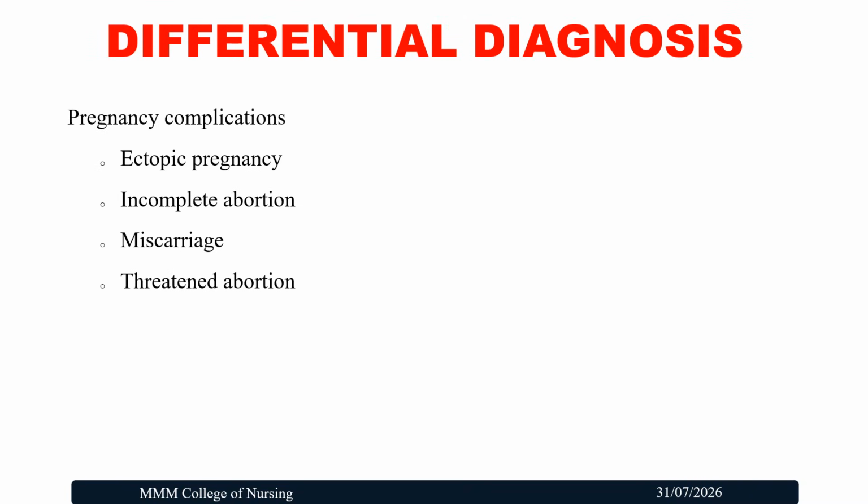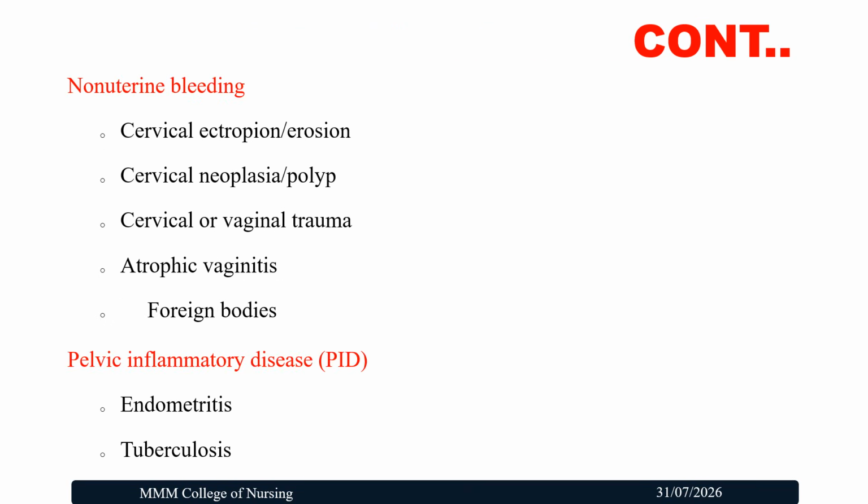The differential diagnosis for this condition is pregnancy complications. It can be an ectopic pregnancy, incomplete abortion, miscarriage, or threatened abortion. Then non-uterine bleeding: cervical ectropion or erosion, cervical neoplasia or polyp, cervical or vaginal trauma, vaginitis, foreign bodies. Next may be due to PID like endometritis and tuberculosis.